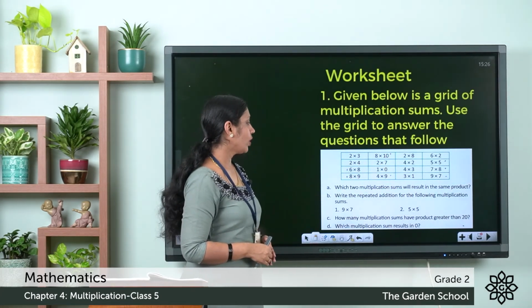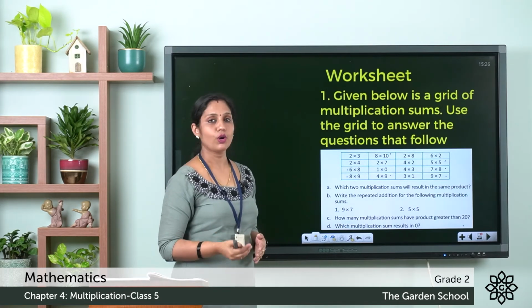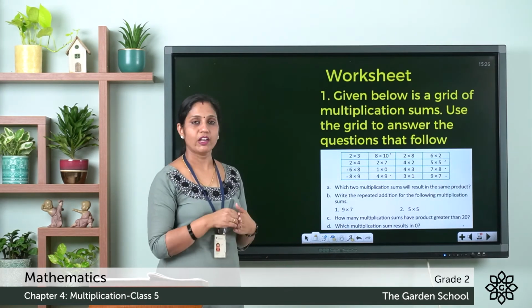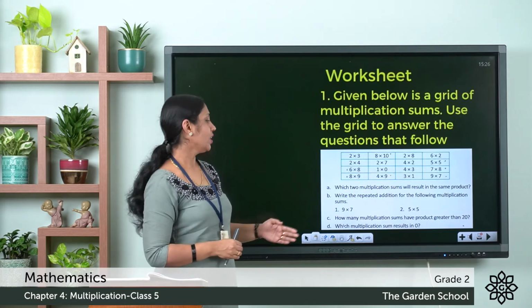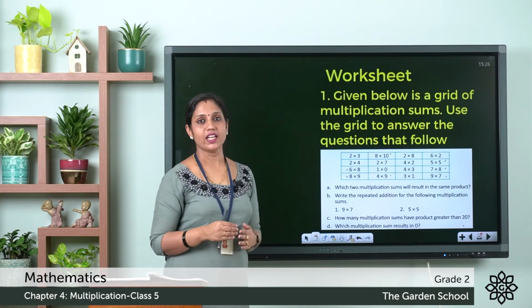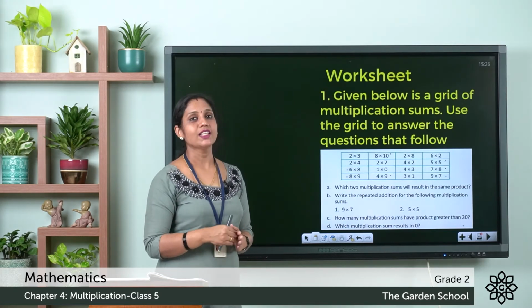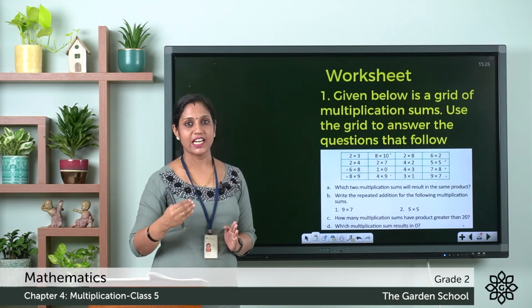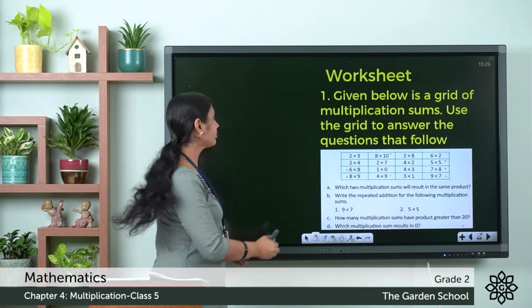Now let's check the second one. Write the repeated addition for the following multiplication sums. So we have already learned the repeated addition. The first question is 9 into 7. So here the number 7 repeats 9 times. So how can we write it here?